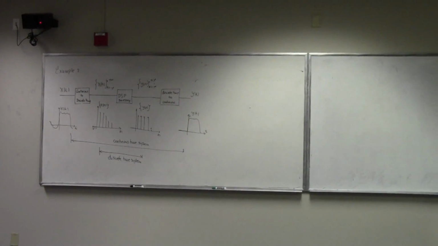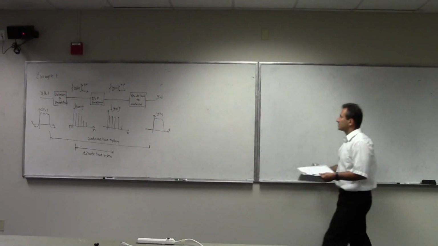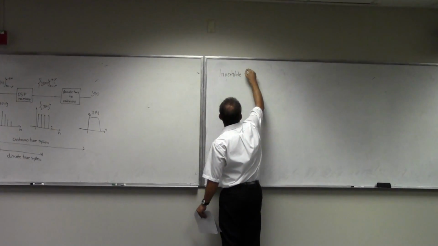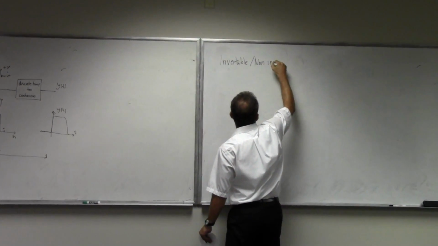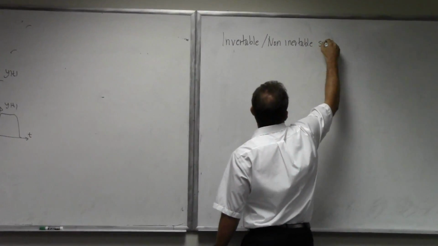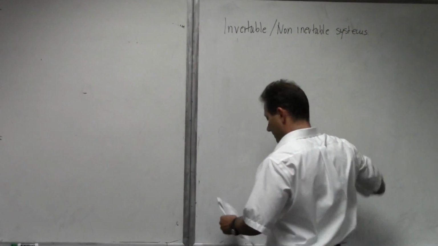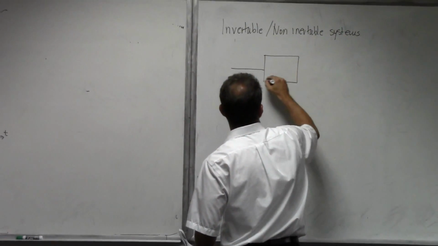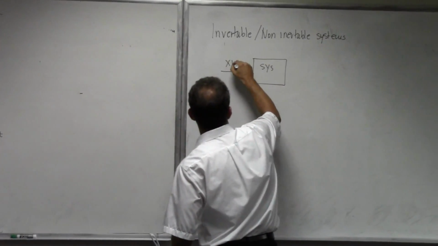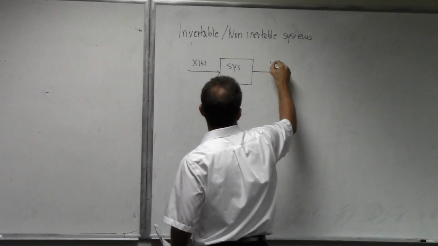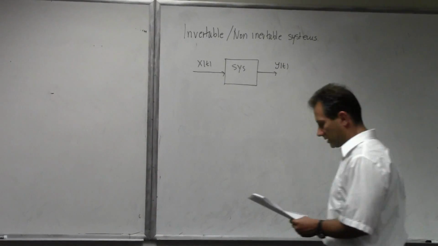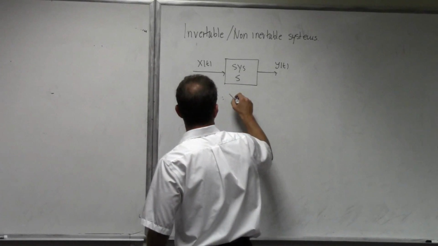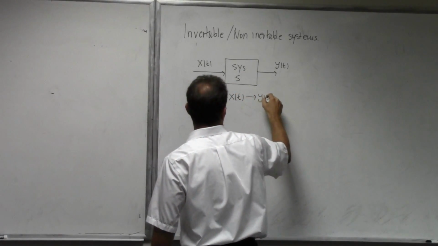So the next classification we have is invertible versus non-invertible. Consider a system S, to which we present x of t and we get y of t. So we're again looking at this as a mapping. This system S performs the mapping of x of t into y of t.